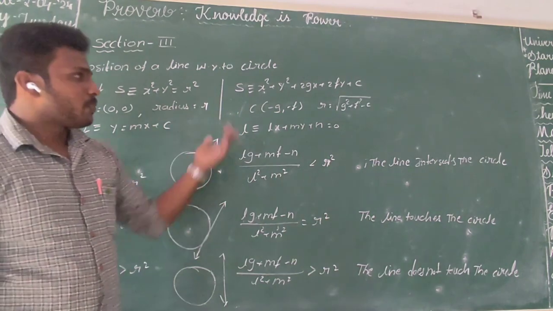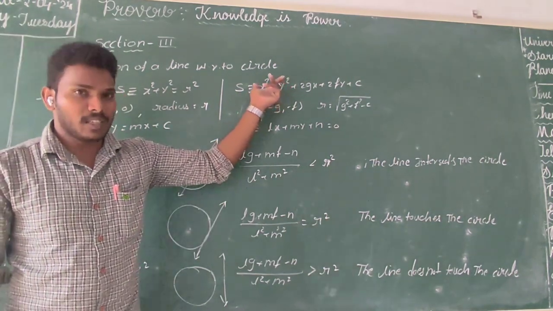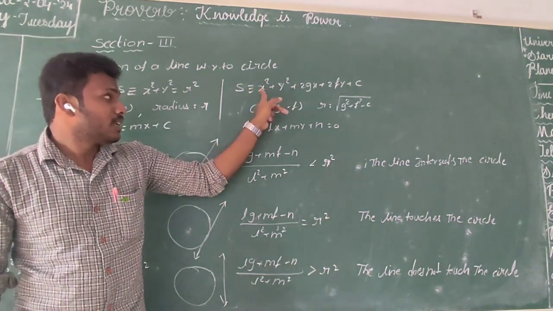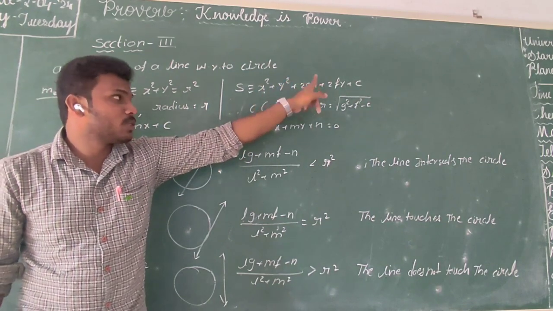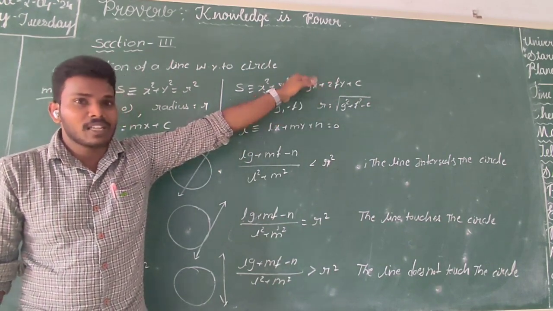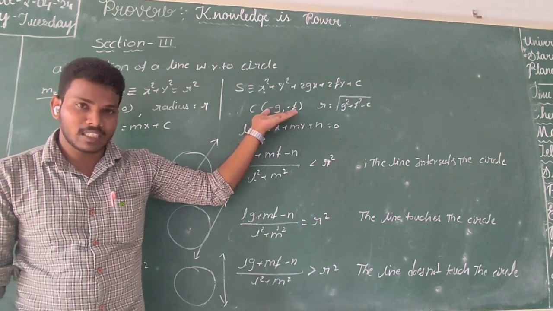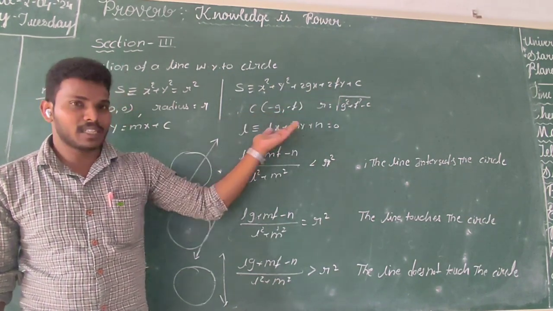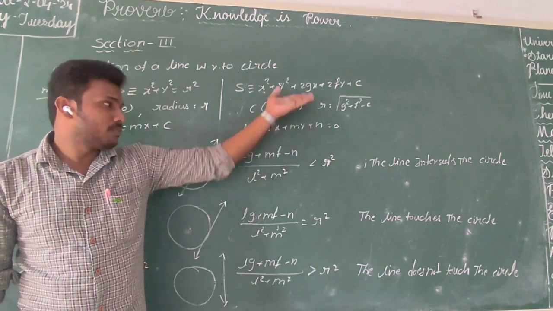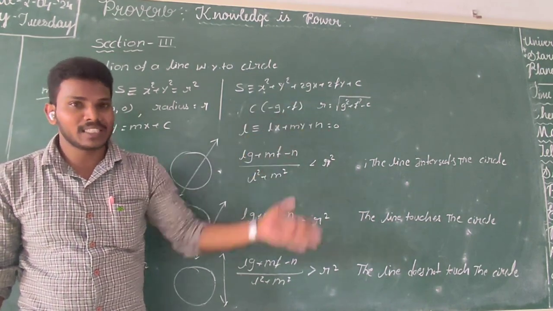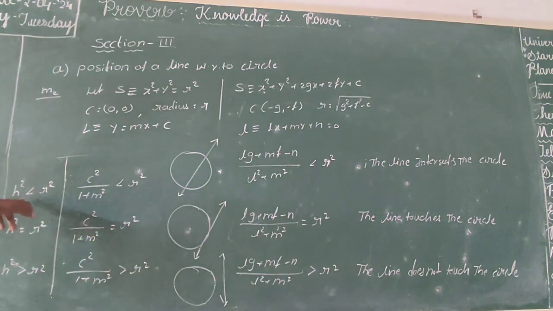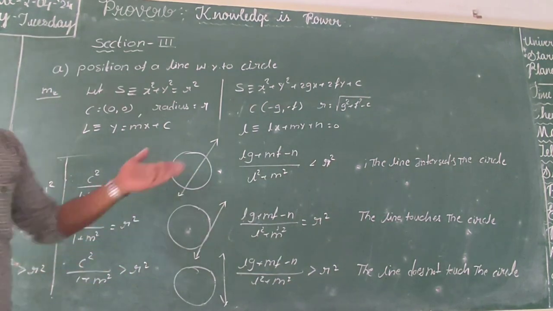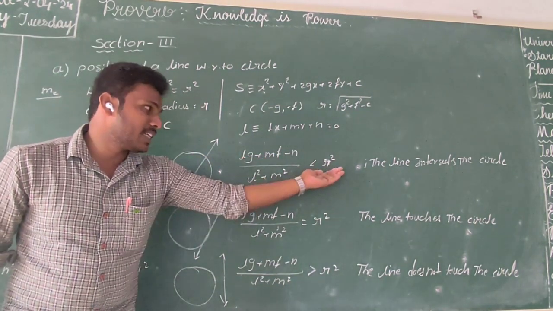According to the general form of the circle equation, x square plus y square plus 2gx plus 2fy plus c equals 0, the center is minus g comma minus f, and the radius is also defined. The line equation is lx plus my plus n equals 0. From these we use the perpendicular distance condition, comparing the perpendicular distance with the radius. First case: the perpendicular distance is less than the radius.